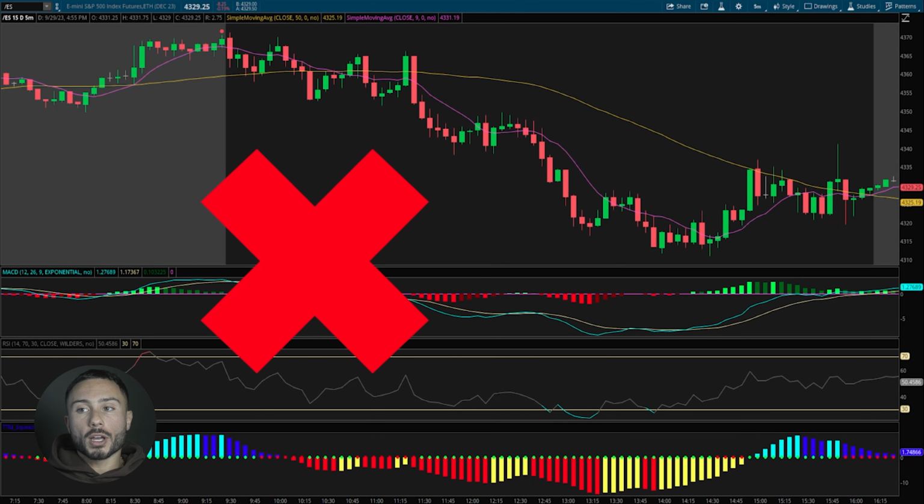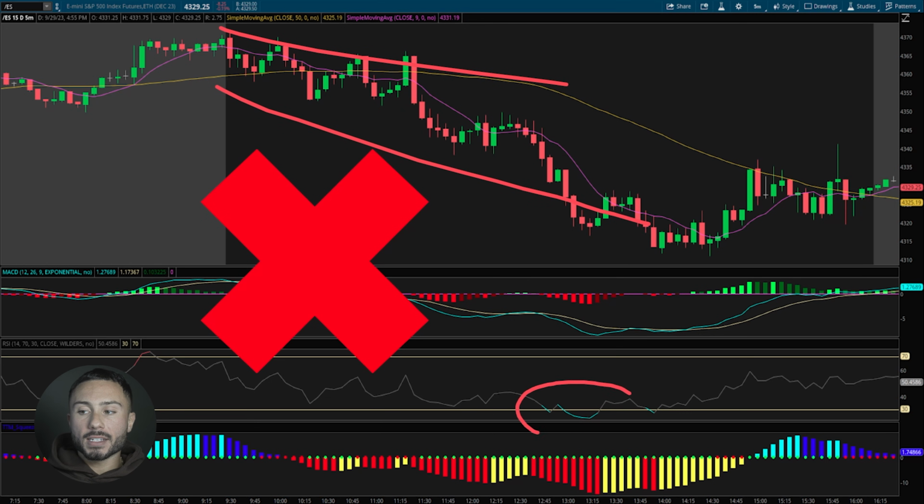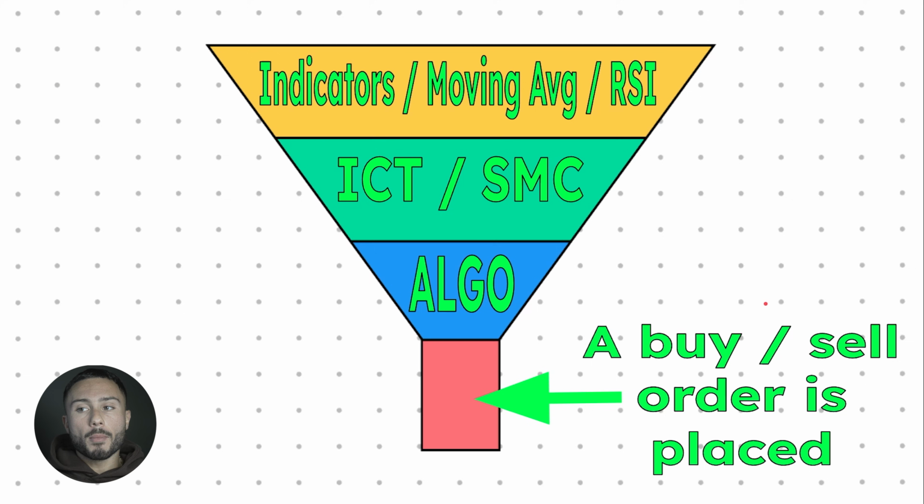It is not looking at all these fancy indicators on your charts and saying, hey, just because the RSI says we're oversold, I'm going to get long. Or hey, just because we're rejecting this trend line and the RSI is about mid, I'm going to get short. This is not how the market moves.